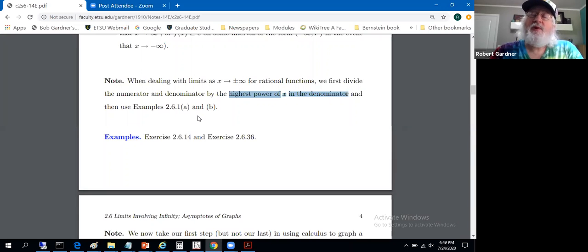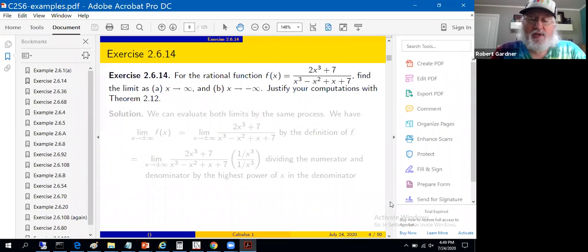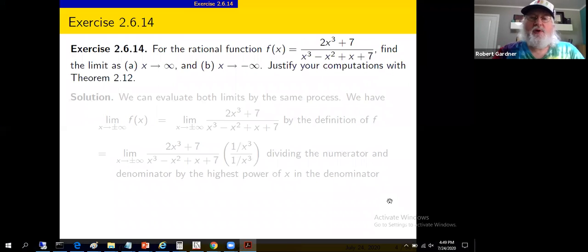The limit as x approaches plus or minus infinity of 1 over x equals 0, if I write that as a single type expression. Let's do it in a couple of examples. So let's look at 2.614, an exercise from the homework section.